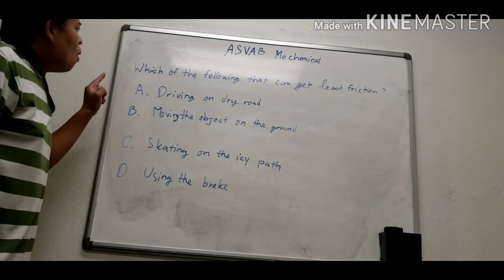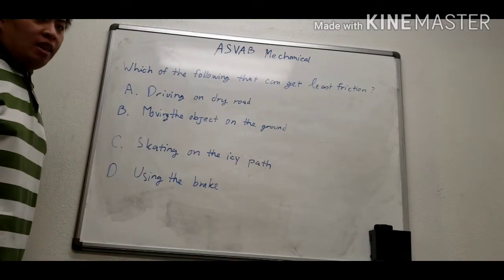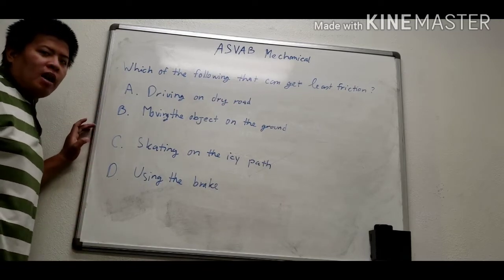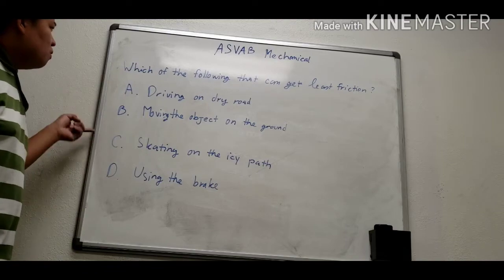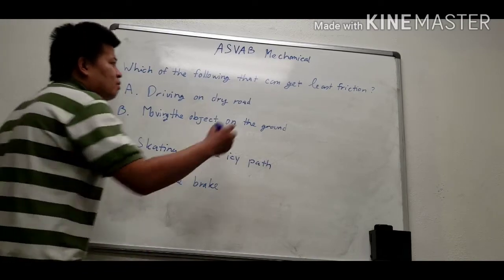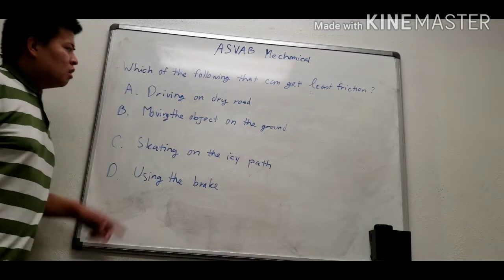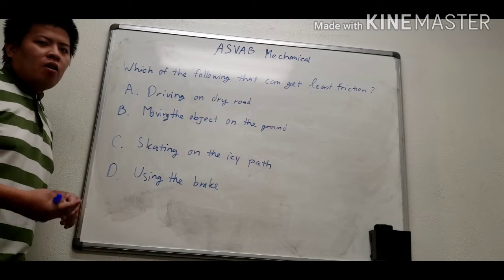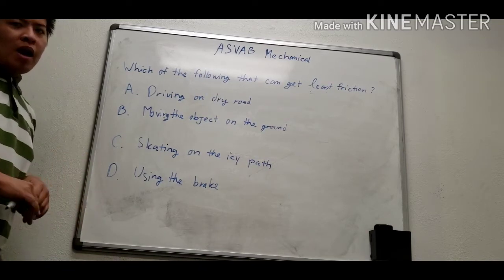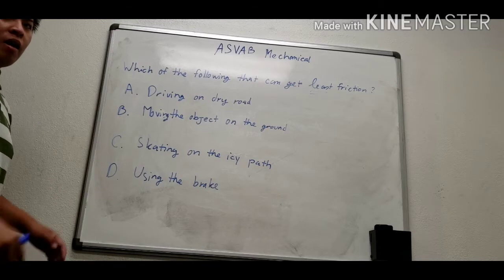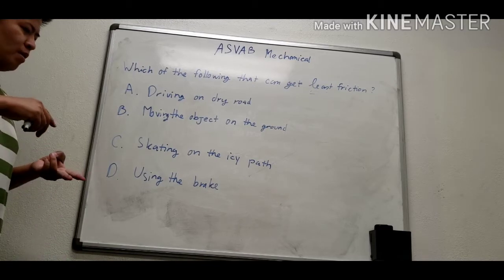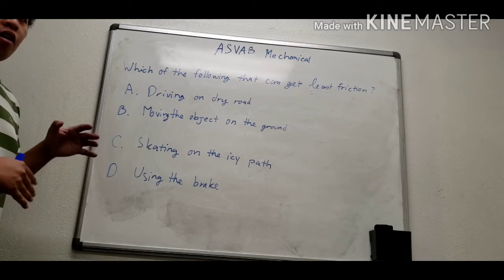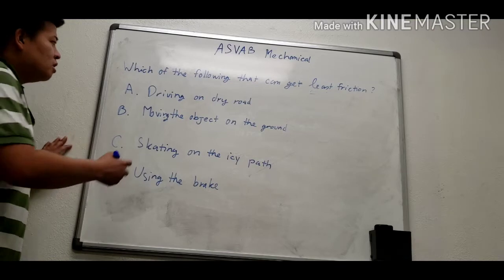Next, they will ask, which of the following gets the least friction? We have A, B, C, D. We need to analyze the situation and find which one is the least, meaning the lowest. A, driving on a rough road. When we ride on a rough road, there is no water, so there is still some sand, maybe dust. This can create more friction between the road and the tire of the car. So this one is not correct.